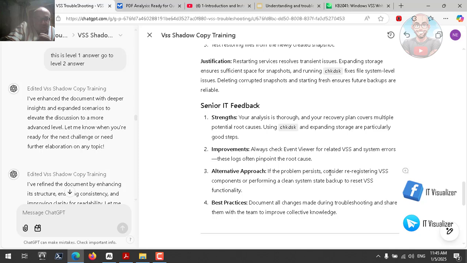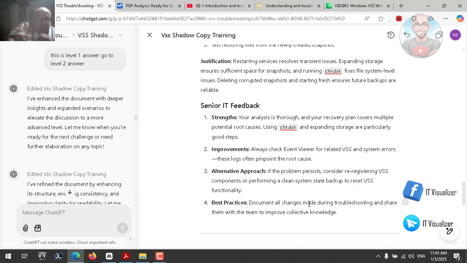Alternative approach: if the problem persists, consider re-registering VSS components. This is not recommended by Microsoft. So even though I gave him the PDF from Microsoft, and it was clearly stating that you cannot register the VSS shadow component DLLs, this is not a good thing. So it seems that it didn't read the PDF and it's giving us wrong recommendations.